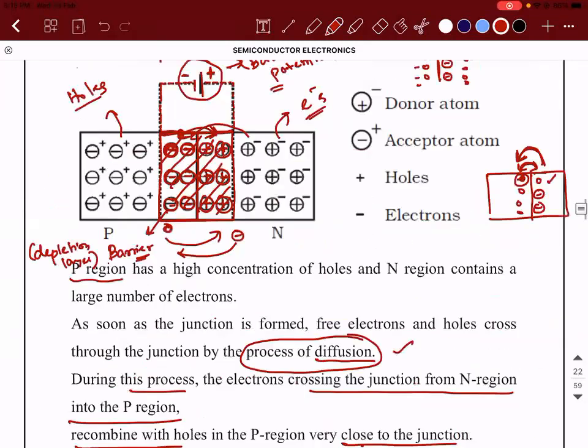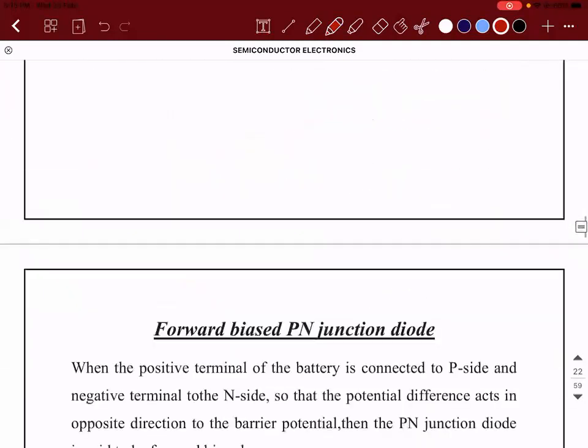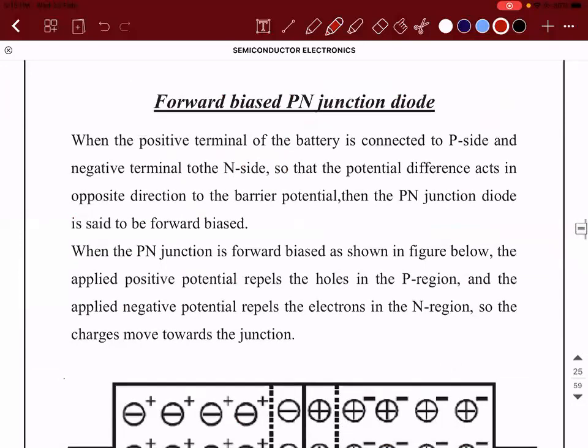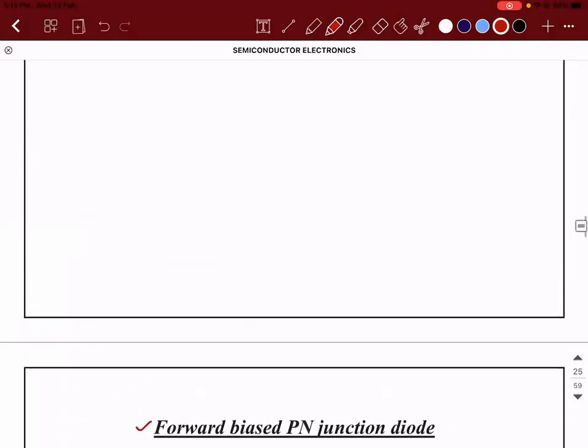Now, having said this, the next topic that we are going to talk about is the forward bias PN junction diode and the reverse bias PN junction diode. But before that, I need to mention what biasing is. Please make a note of this first. So biasing is something like this.